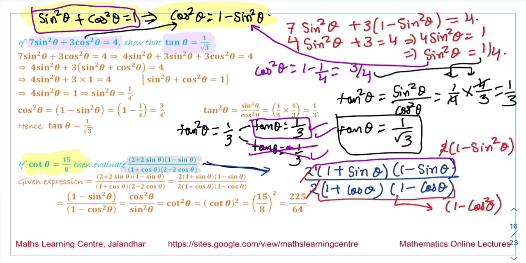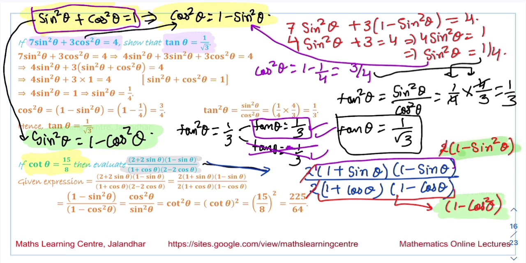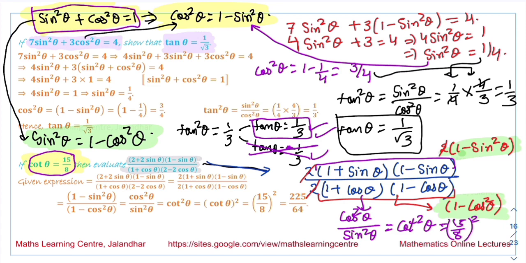And from this same relation, we can also write that sin square theta is equal to 1 minus cos square theta. So we have two relations over here, and these are the two values we are talking about. This is 1 minus cos square theta and this is 1 minus sin square theta. So this value becomes cos square theta over sin square theta, that is equal to cot square theta. The value of cot theta is 15 by 8 given to us. So the answer we get is 15 by 8 whole square, that is 225 by 64. So this is our answer.